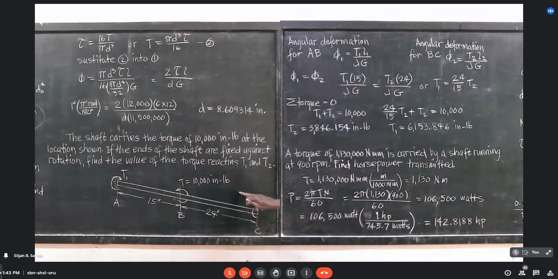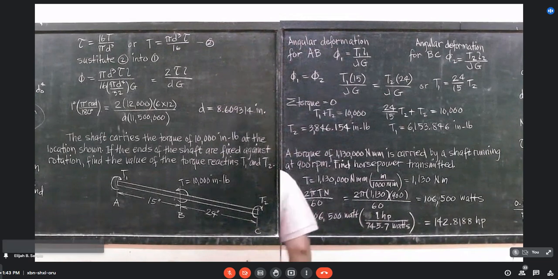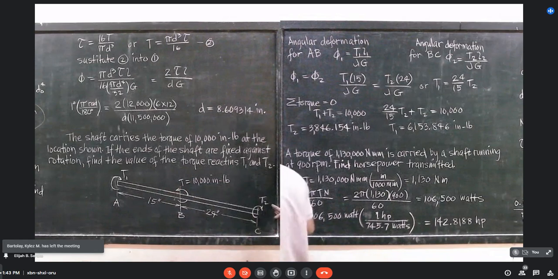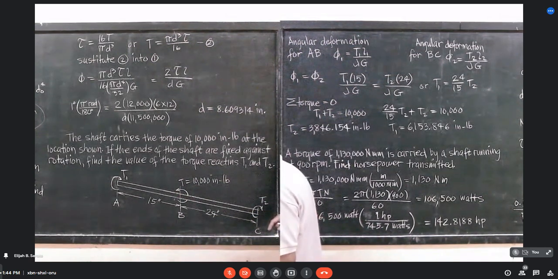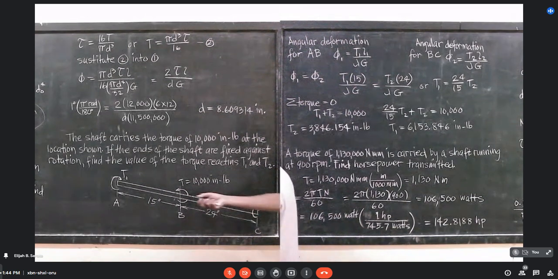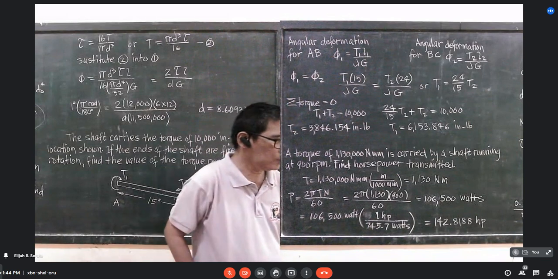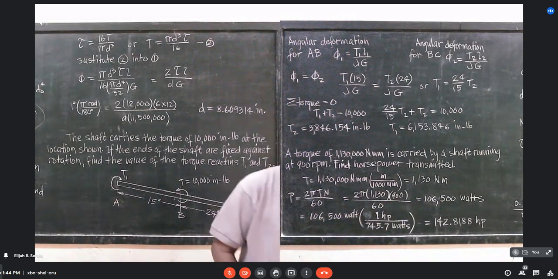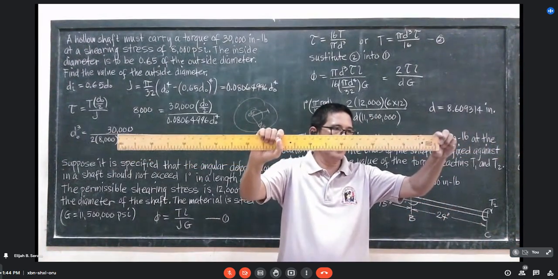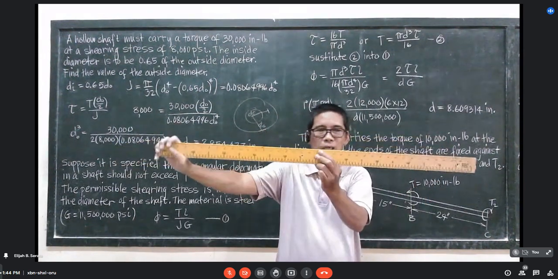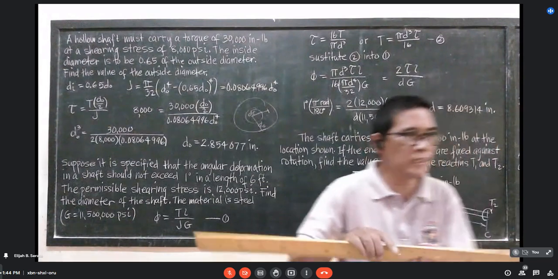We are from here, we go to the other side. Angle of twist, TL over JG. Since there are two sides of the shaft, and each side is being held, when you twist this, this side will have an angle of twist, and this side will also have an angle of twist. However, the angle of twist is the same because it is being twisted by the same torque. If this is fixed, the twist here and the twist there will be the same, because it is the same torque that is causing the twist.